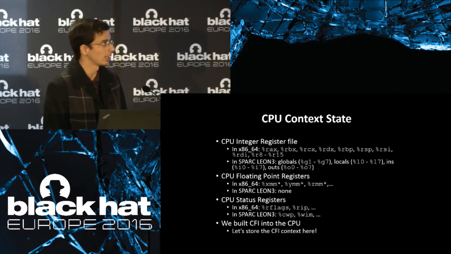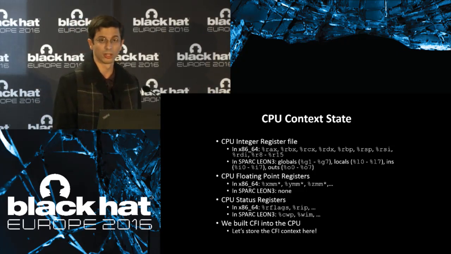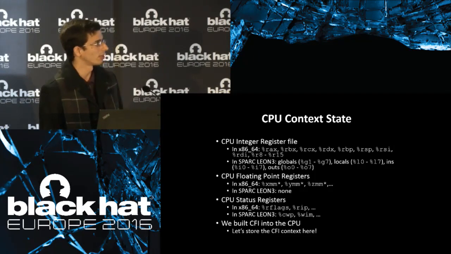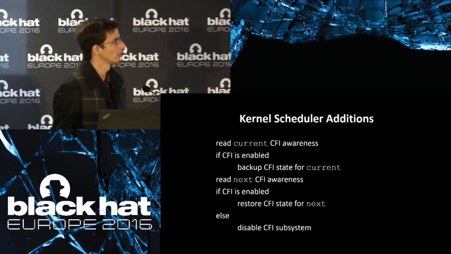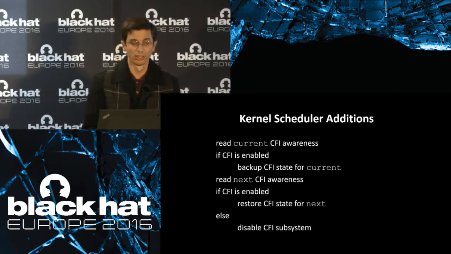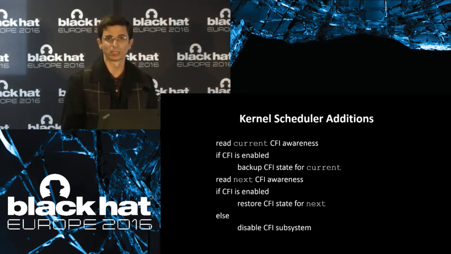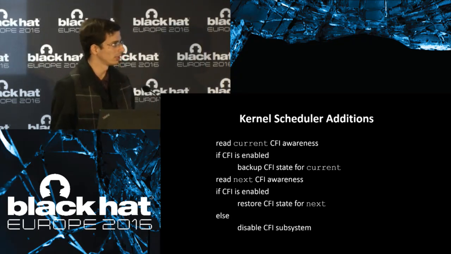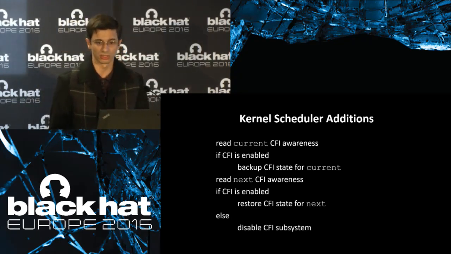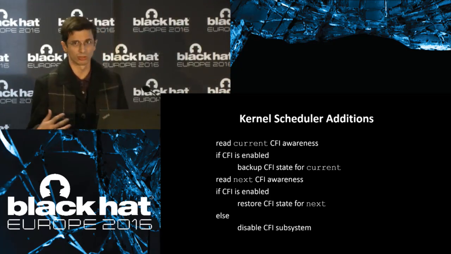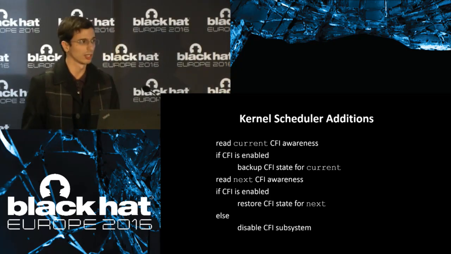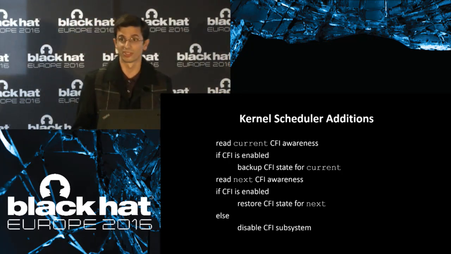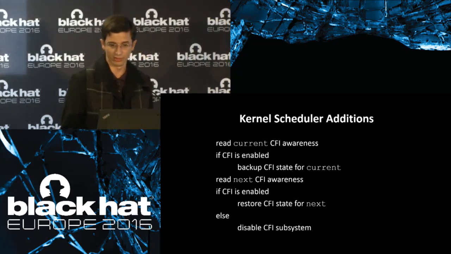So we extend that, and every time we do a task switch or something happens with the CFI module, we go ahead and modify the kernel to handle that for us. So adding to the scheduler then, we need to see whether our current process is CFI aware or not. If it is, we want to back up the CFI state into the process control block. And the next process that we're about to execute, we check and see whether or not it is CFI aware. If it is, well, just restore the CFI state. Otherwise, just disable the CFI module.